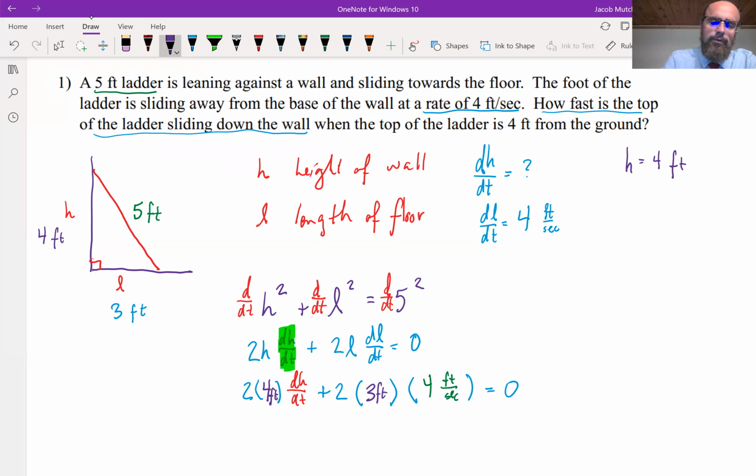So now what we need to do once I've substituted that information in is reduce and then solve for dH/dt. So I see with this term here, 2 times 3 times 4, that's going to multiply out to 24 feet squared per second. So then I've got 8 feet times dH/dt as the second term there.